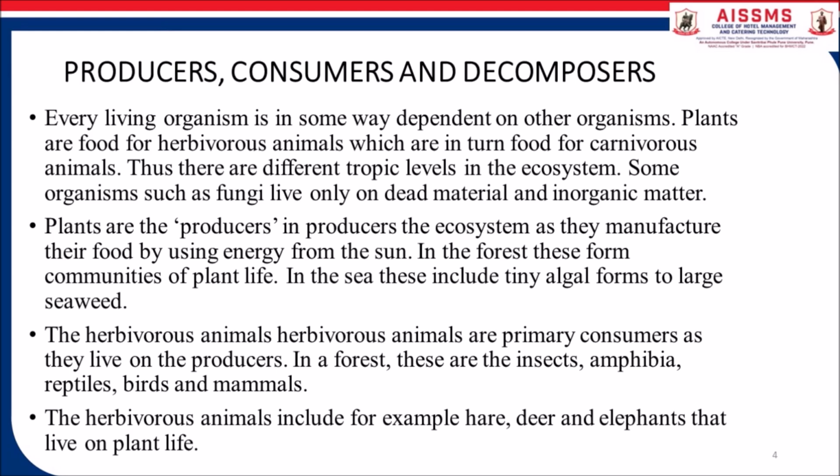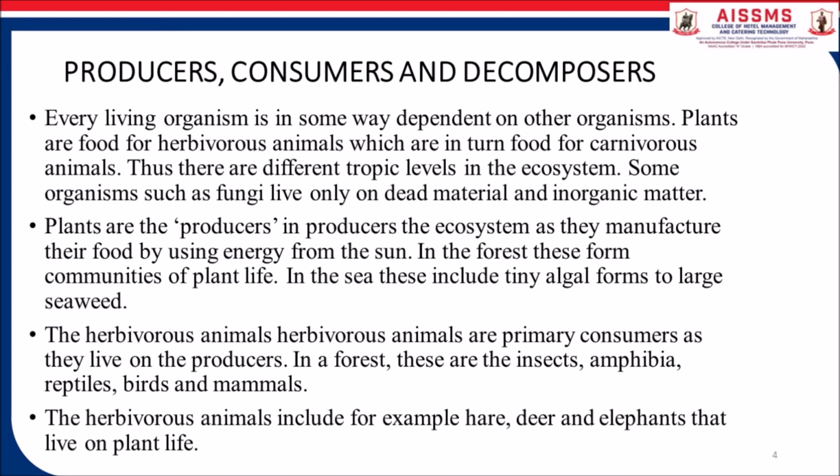In the forest, these form communities of plant life. In the sea, these include tiny algae to large seaweed. The herbivorous animals are primary consumers as they live on the producers. In a forest, these are the insects, birds and mammals.